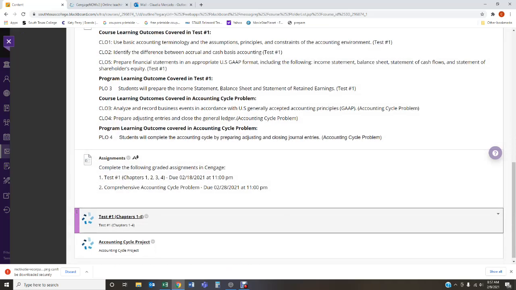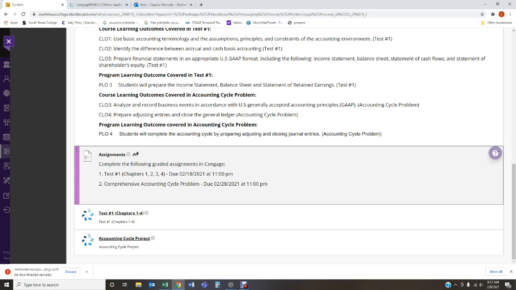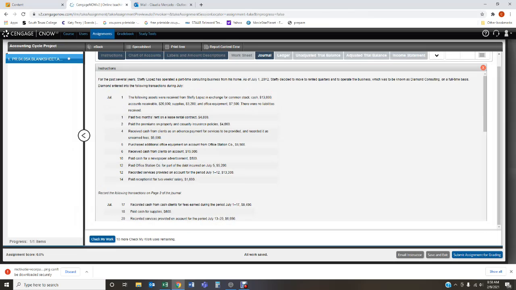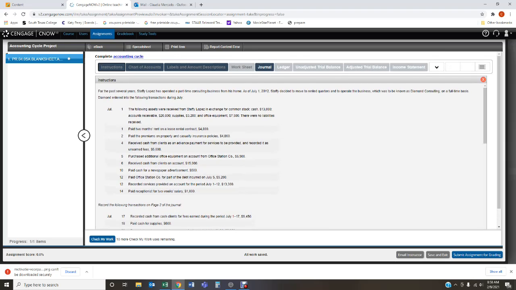Okay, so I've got the reminders of the due dates. Test number 1 is due February 18th. The accounting cycle problem is due February the 28th. And then I've got the links here for both assignments. Okay. Once you go, this is the comprehensive accounting cycle problem. It is very long, very intense. That is why I'm giving you 2 weeks to work on it. And I expect nothing but the best from you.